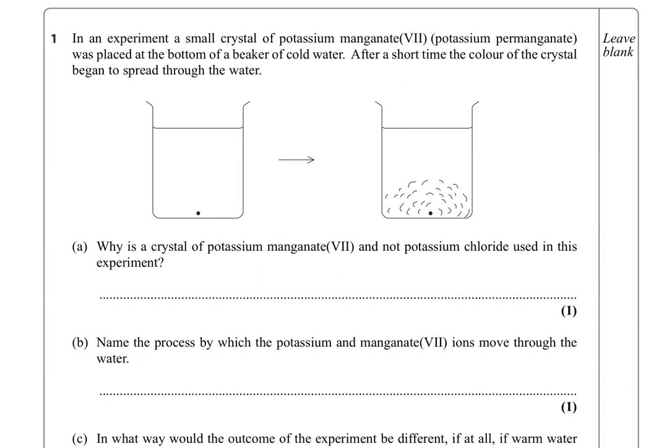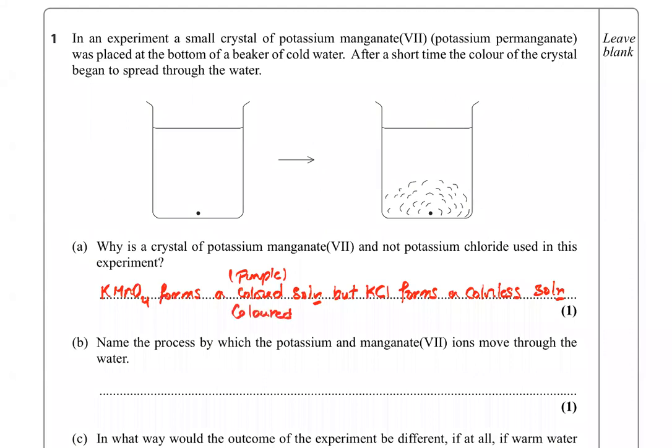Question A. Why was a crystal of potassium manganate VII, and not potassium chloride, used in this experiment؟ طيب احنا البوتاسيوم manganate اللي هو KMnO4 VII ده forms a colored solution which is purple colored solution، but potassium chloride forms a colorless solution. يبقى احنا البوتاسيوم منجنيت لون السوليوشن بتاعه purple، لكن البوتاسيوم كلورايد السوليوشن بتاعته ملوش لون colorless.